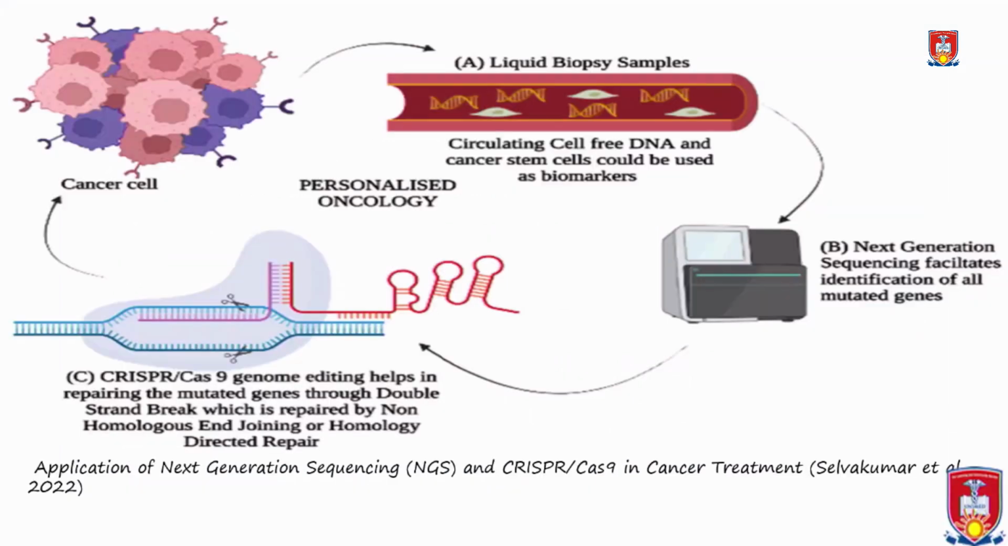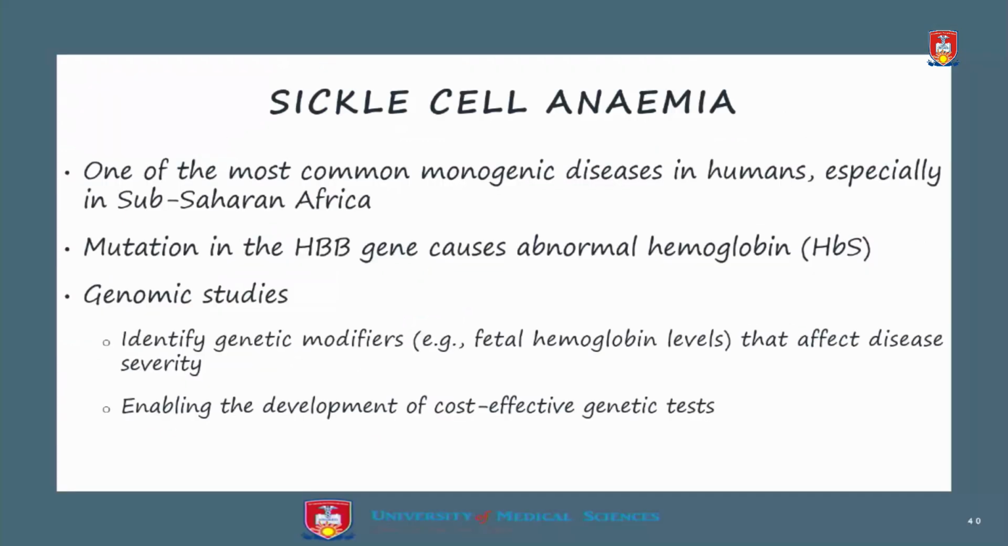And it's been used for cancer, and it's being used for sickle cell anemia now. And you know sickle cell anemia is one of the most common monogenic diseases in humans, and Nigeria has a large burden of sickle cell.